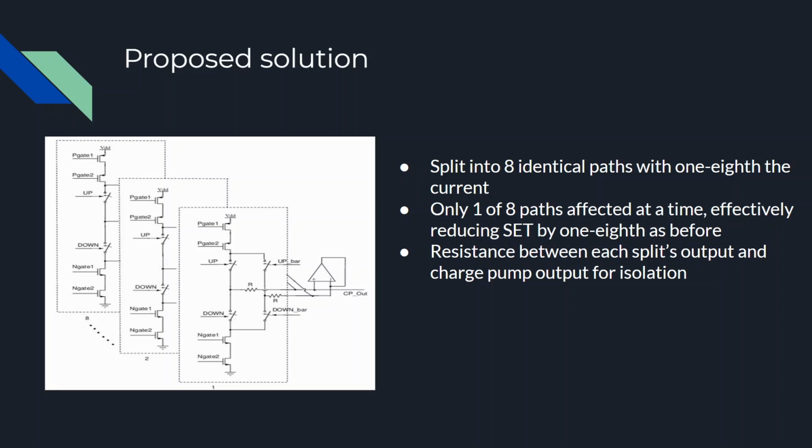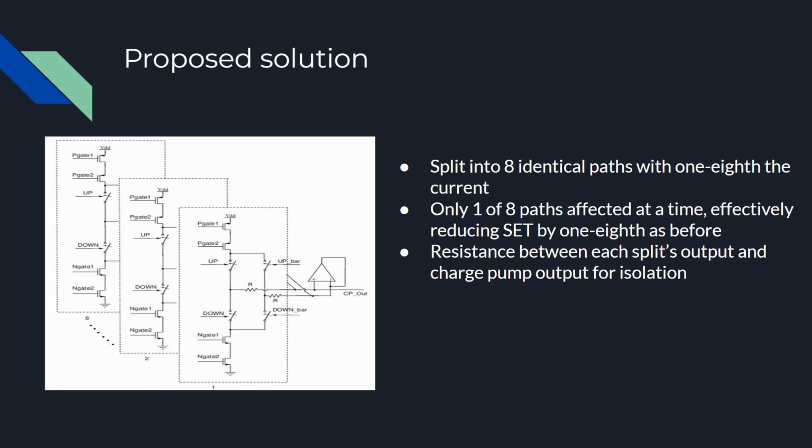So now we come to the solution that we have proposed in our project. In this, we are trying to tackle the strike effects at the most important and critical node of the charge pump, which is actually the output node of the main path of the charge pump. So we are splitting the main path. By the main path, we mean the paths including the up and down switches.